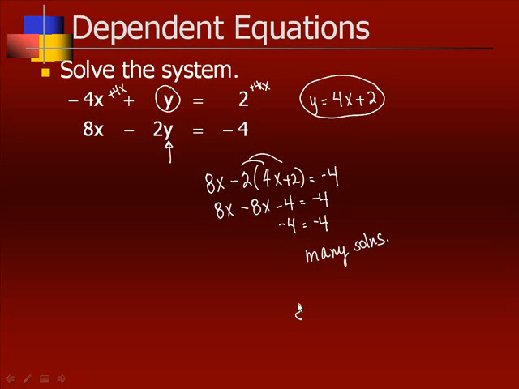Now occasionally what they'll do is say the solution set is the ordered pair x, y, where negative 4x plus y equals 2. And what that means is the solution is all ordered pairs that work in either of the equations.